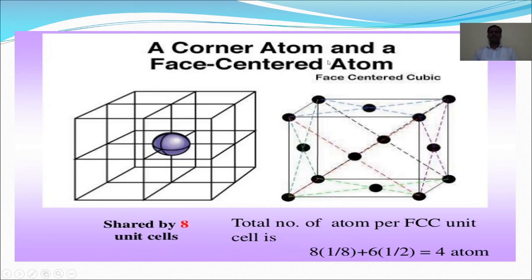For the face-centered unit cell, 8 atoms are at 8 corners and one at each of the 6 faces. So the total number of atoms per unit cell in FCC is equal to 8 multiplied by 1 upon 8, plus there are 6 faces whose contribution is 1 upon 2 each. So total number of atoms.